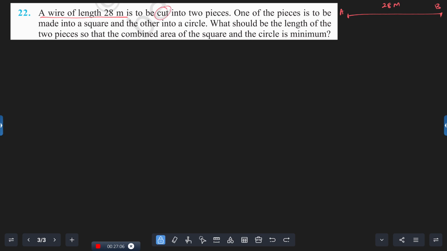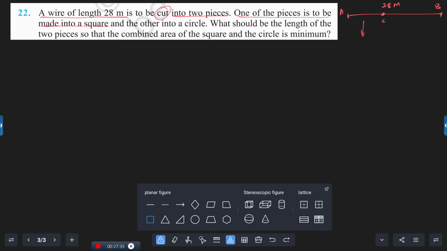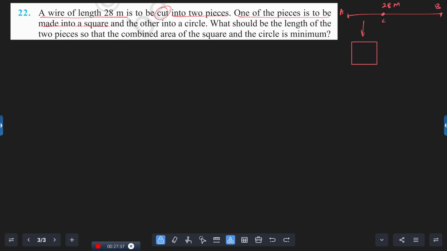The wire is to be cut into 2 pieces. They said the wire is cut into 2 pieces, but they didn't explain at which length the cut is made. Just the wire made into 2 pieces. So anywhere you cut, we don't know where we are cutting. This is the point C. So AC, I'm going to make one piece into a square.